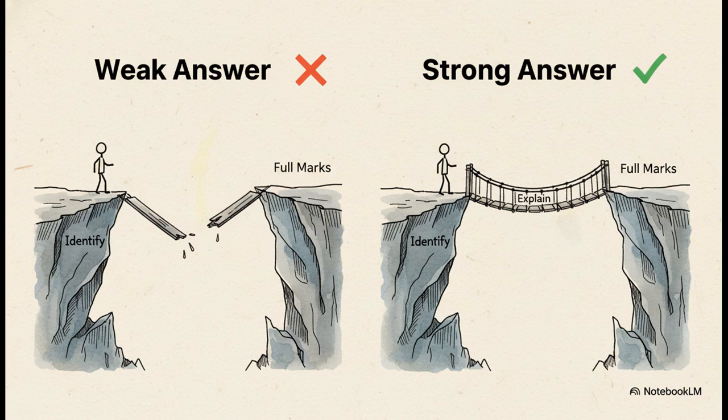The weak answer just names the factor. It identifies it, 1 mark. But look at the strong answer. It identifies role models. Then it builds the bridge, the explanation. It links the lack of male role models for boys and the presence of female ones for girls directly to their achievement. Boom, 2 marks.